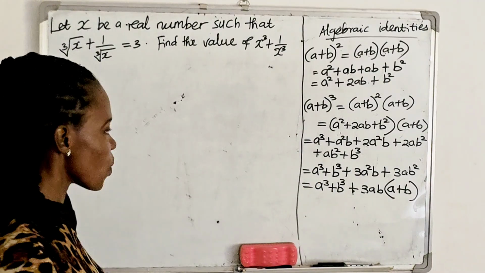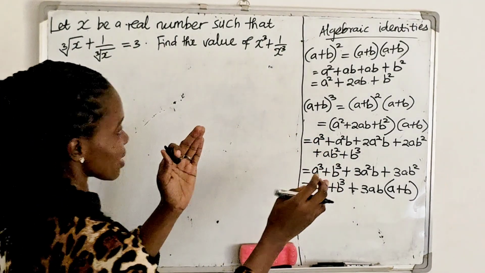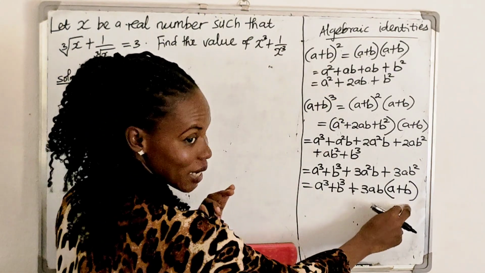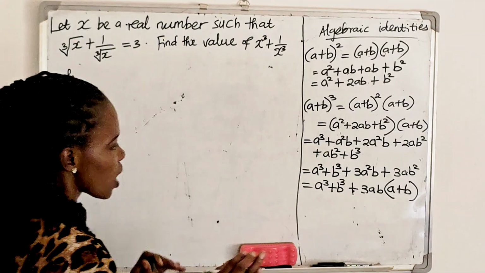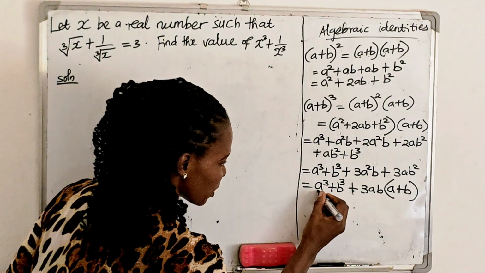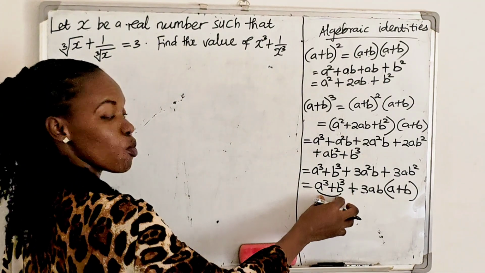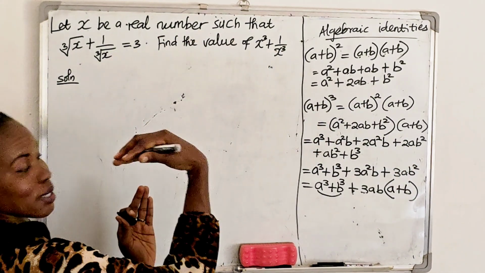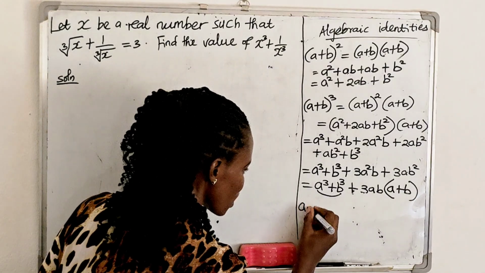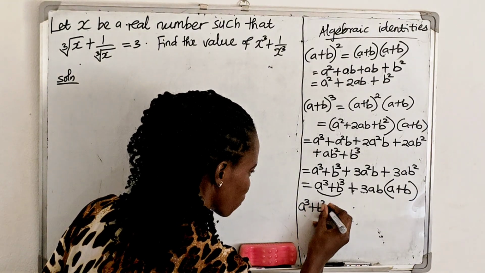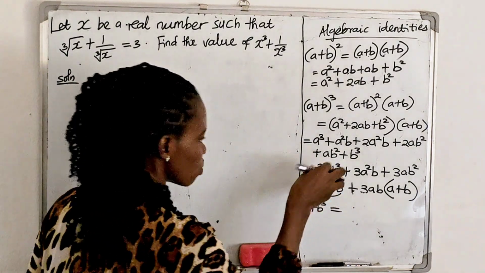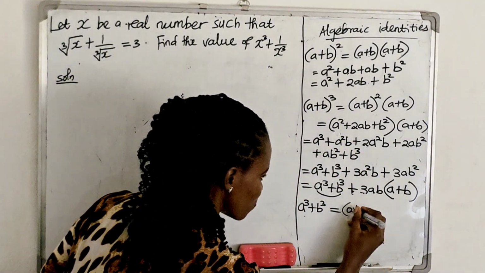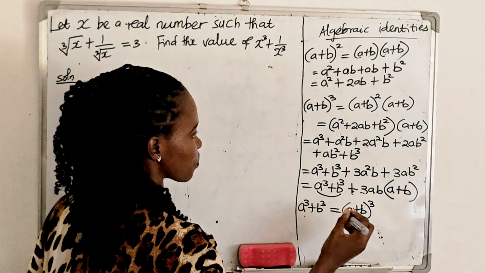Is that understood? Alright, so we have seen that the algebraic identity of (a plus b) raised to the power of 3 is the same thing as this. Now I want to make this one the subject, like I want this one to stand alone. If this one will stand alone, it means I will take this one to this side. So I will now have a raised to the power of 3 plus b raised to the power of 3, that's this one, equal to this side, remember this, right? It's (a plus b) raised to the power of 3.